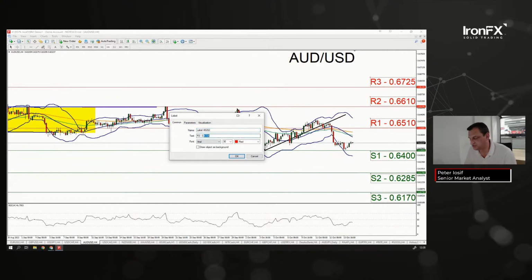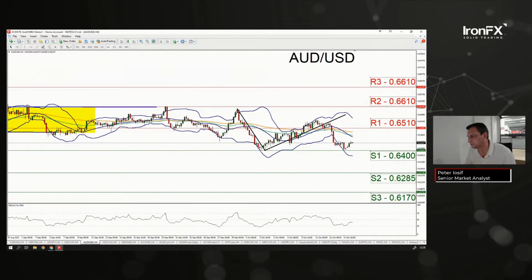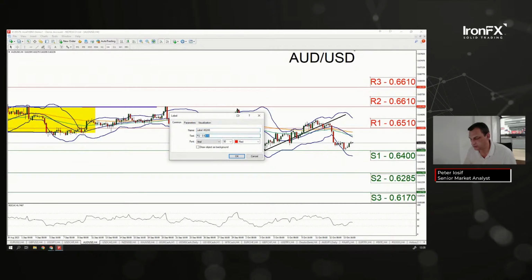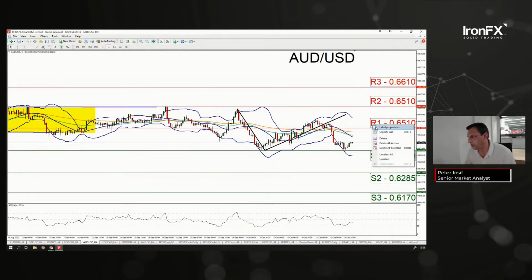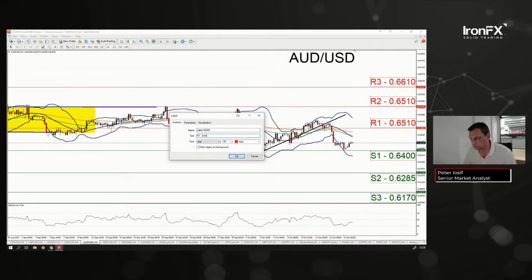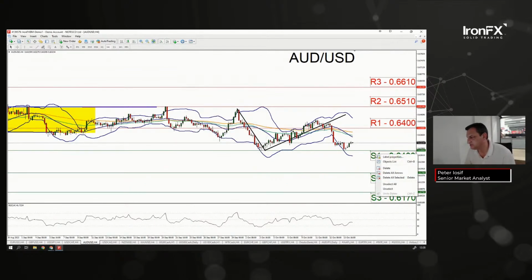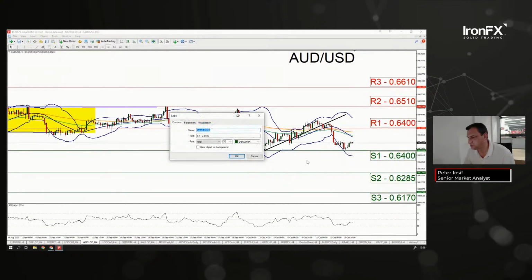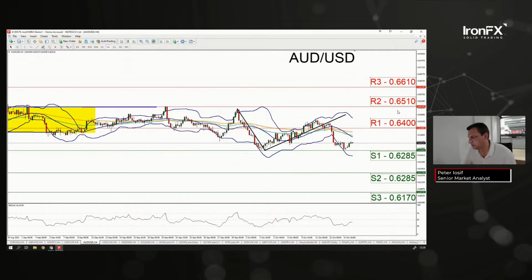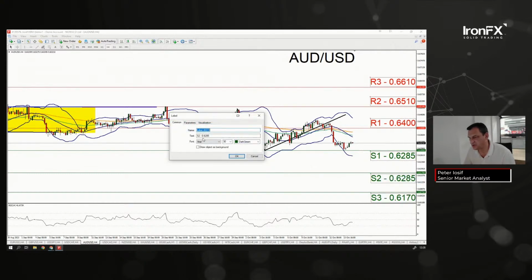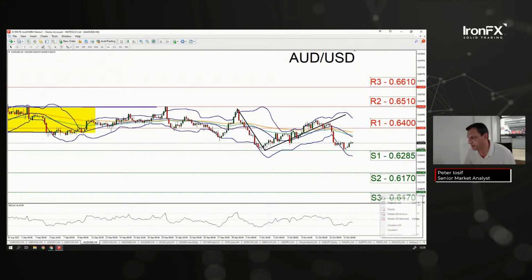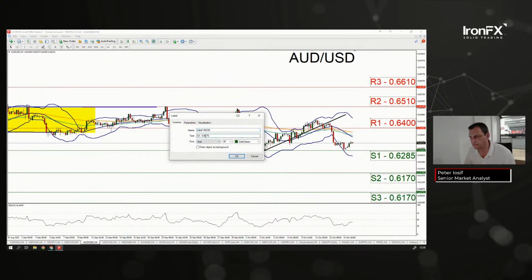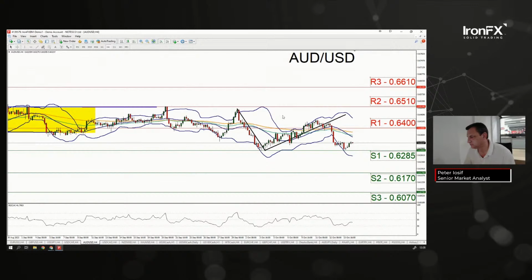Starting with the R3, which is now being placed at 0.6610. The R2 at 0.6510. The R1 at 0.64. The S1 at 0.6285. The S2 at 0.6170. And 100 pips lower, we have the S3 at 0.6070. Locking everything in.